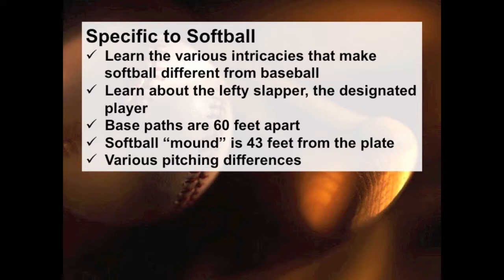The mound is not actually a mound, but a circle that's 43 feet from the plate. You're going to have a lot of differences in pitching styles. For example, they don't throw a sinker in softball, they throw a rise ball. The game tends to be more of the small ball style of play where you might get a lead runner on, you sacrifice them to second, they may steal third, and that sort of thing. So there are a lot of lower scoring games.